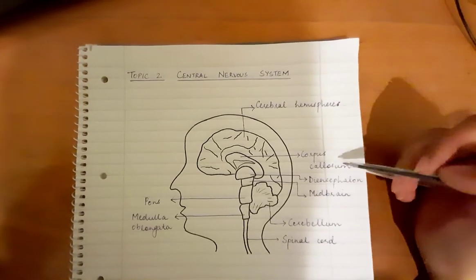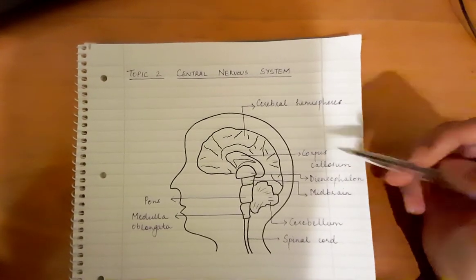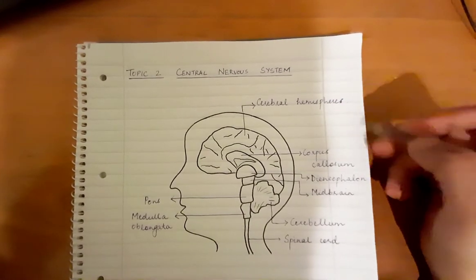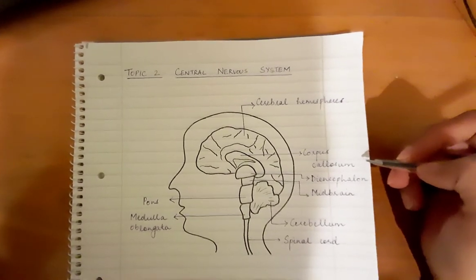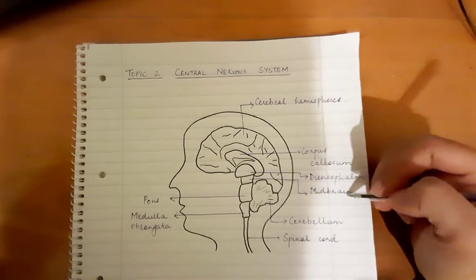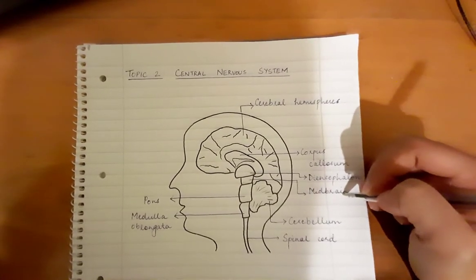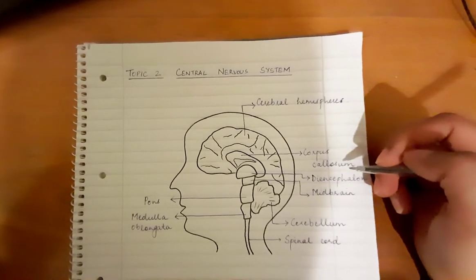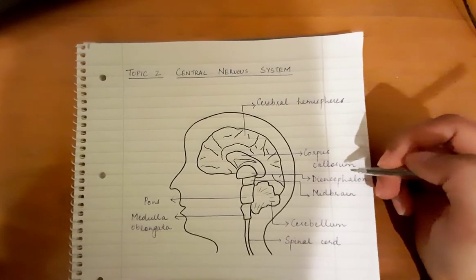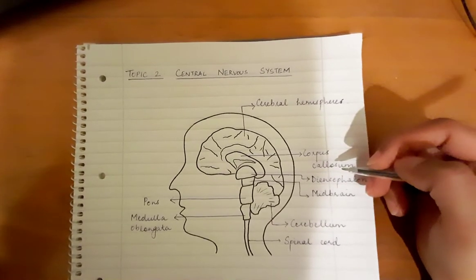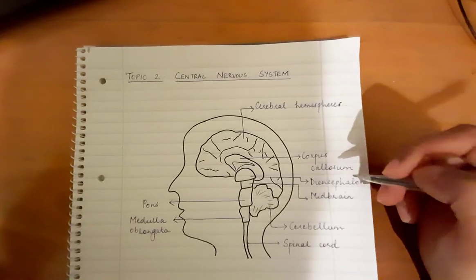So the cerebrum, the corpus callosum, the diencephalon, and all subcortical regions form a part of the forebrain. The next part is the midbrain. The midbrain is also made up of three different parts, which are mainly involved in movements of the eye and also in auditory and visual processing.